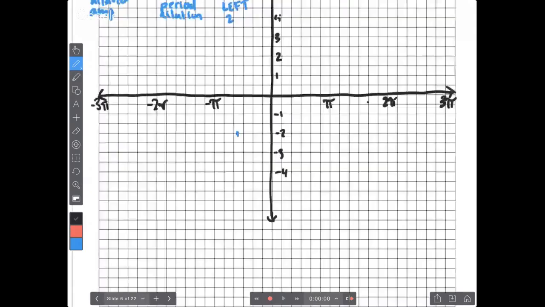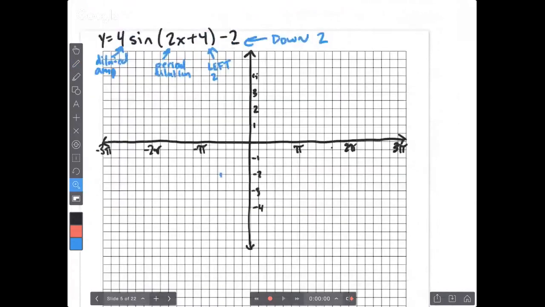Cool. So I'm going back to 59, just here. I'm actually going to graph it just so you guys can see that dilation, or sorry, the phase shift. So I'm going to graph first.